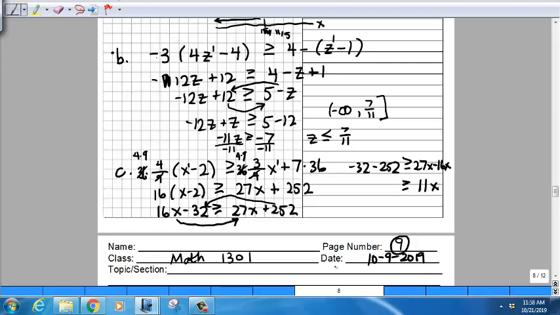So I can do the right-hand side. That's 11x. Y'all got to help me with the left-hand side. What's minus 32 minus 252? So what's that subtraction turn out to be? Negative 284? All right, and now we're in great shape. We're just ready to find that solution. So divide both sides by 11. Is 284 a multiple of 11? Does 11 go into minus 284? Or do I have another nasty solution here?